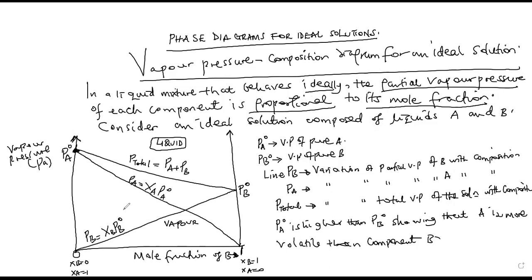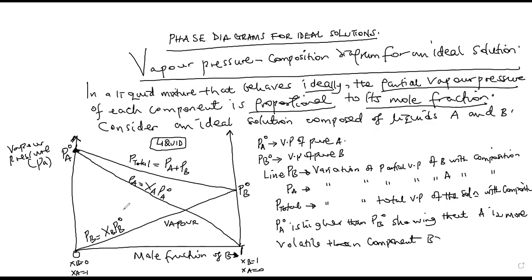Another thing that you should know is that the partial vapor pressure of each component increases with the increase in its composition in the liquid mixture. At any given composition, the total vapor pressure is equal to the sum of the partial vapor pressures of the two components at that composition. The main important thing is that when the composition of component A increases, its vapor pressure increases. If the composition of component B increases, then the partial vapor pressure of B also increases.